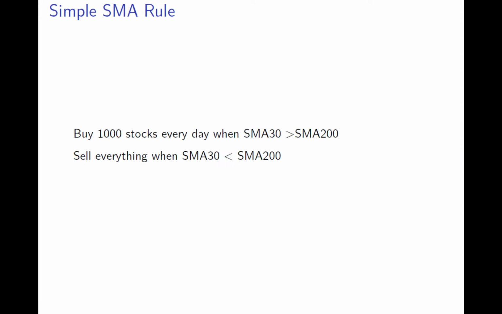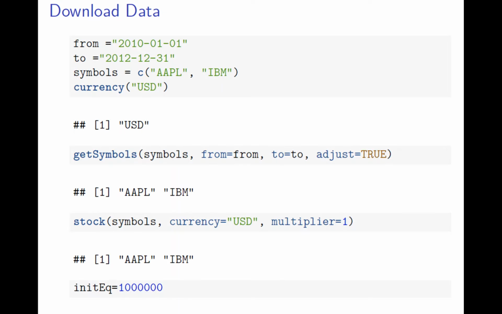Whenever the short run SMA, 30 days, is more than the 200-day long run SMA, then I buy every day, and I sell everything whenever the long run is bigger than the short run. The short run follows the long run. So here the difference is I sell everything. Okay. So the standard: we download data from when to when, right? And then I get the symbols, and then I stock it, and then I put the initial equity there.